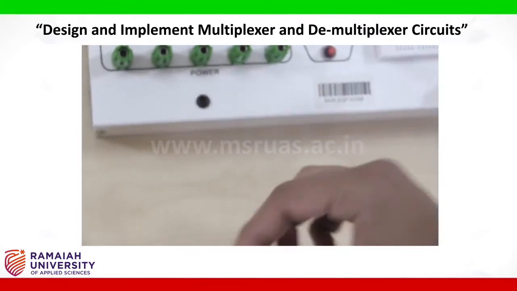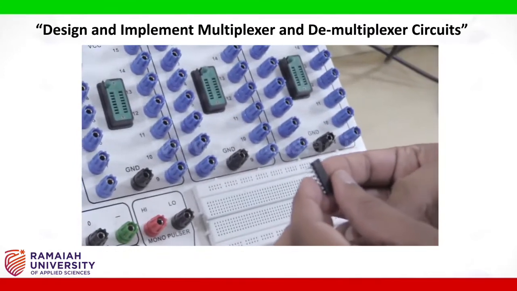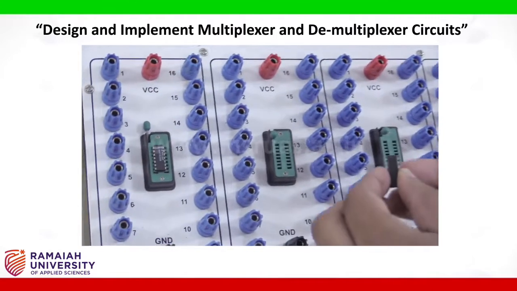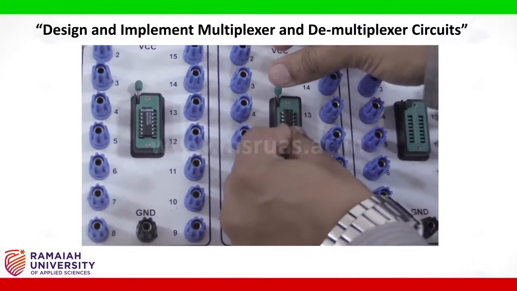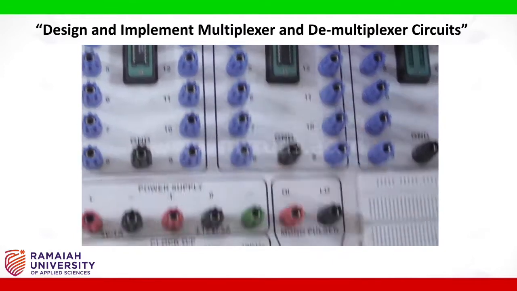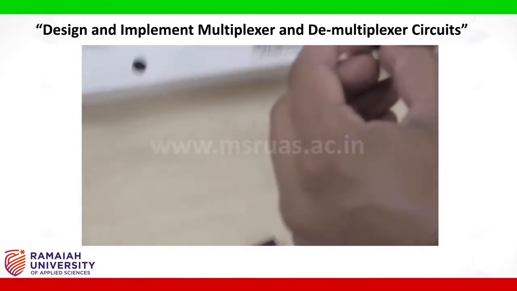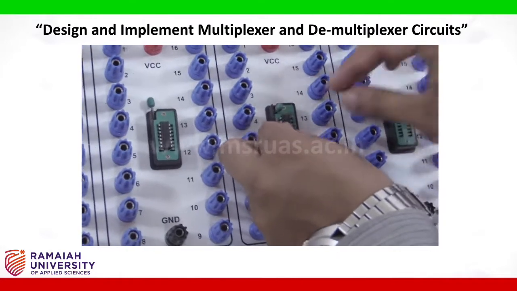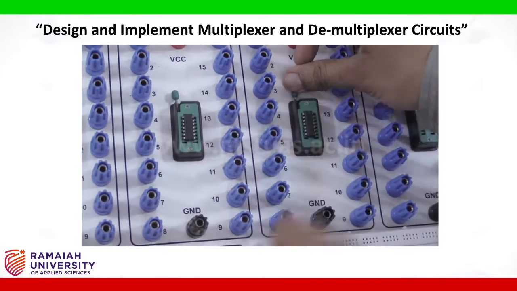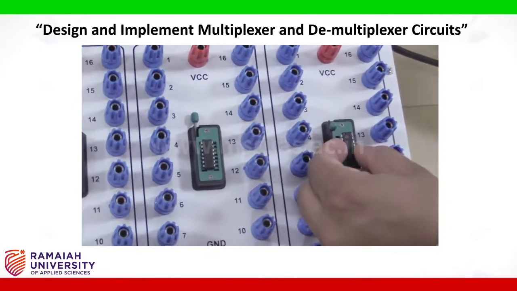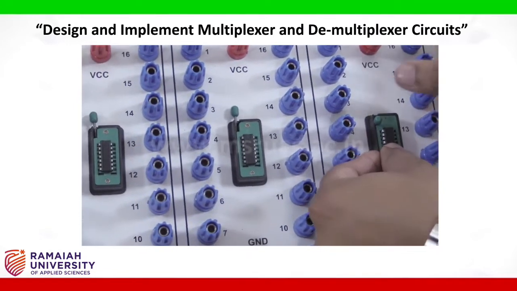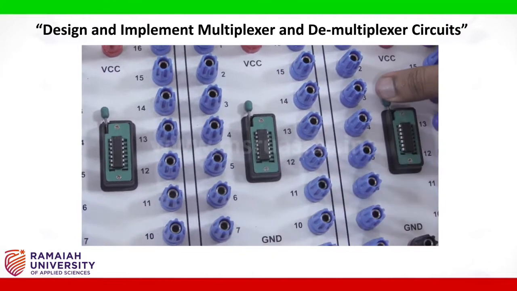Similarly I am taking the second IC, that is 7411. This represents a 3 input AND gate. I am placing it into the second IC base. After placing it, just close the lever. Similarly, the third IC into the third IC base, close the lever. Similarly the last one is the OR gate. I am placing it here, and after placing it, just close the lever.